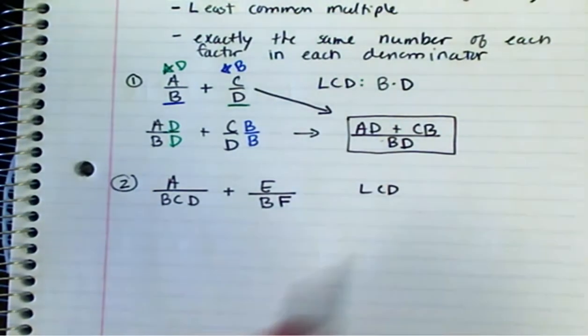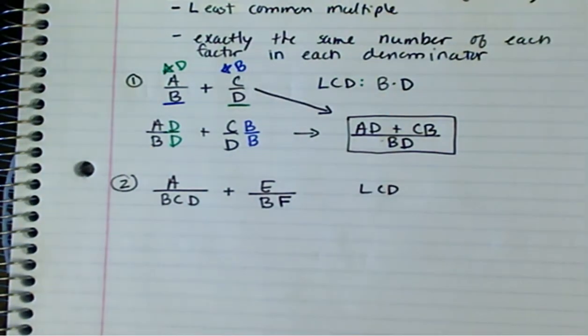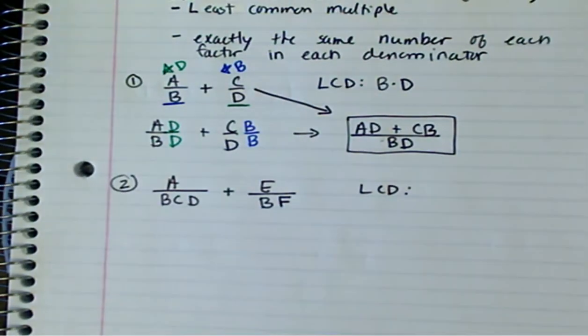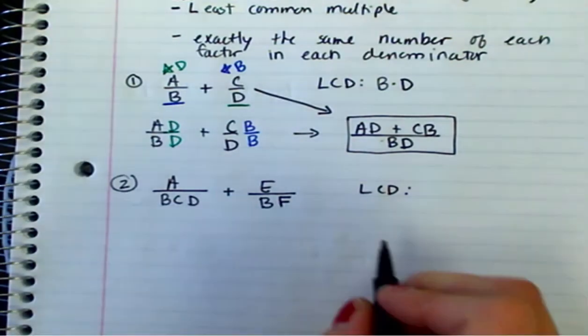What would your least common denominator be? B squared CDF? No. Oh, wait. Least is the key. That is a common denominator, but that's not going to be the best. It's not going to be the least. Okay, so think about it.